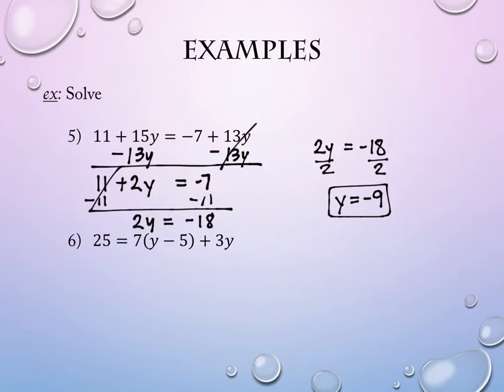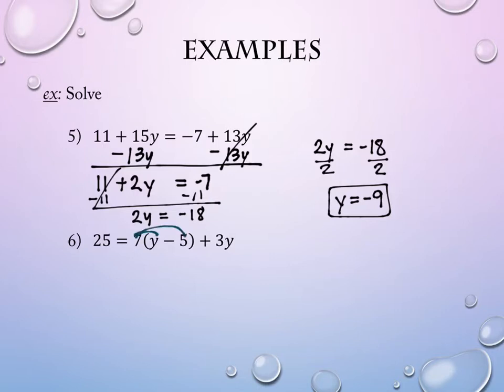Okay. Next one's still on this page. Let me move that up just a little bit. What might we do first on number 6? Distribute over the parentheses, right? Yeah, I think that's a good idea.